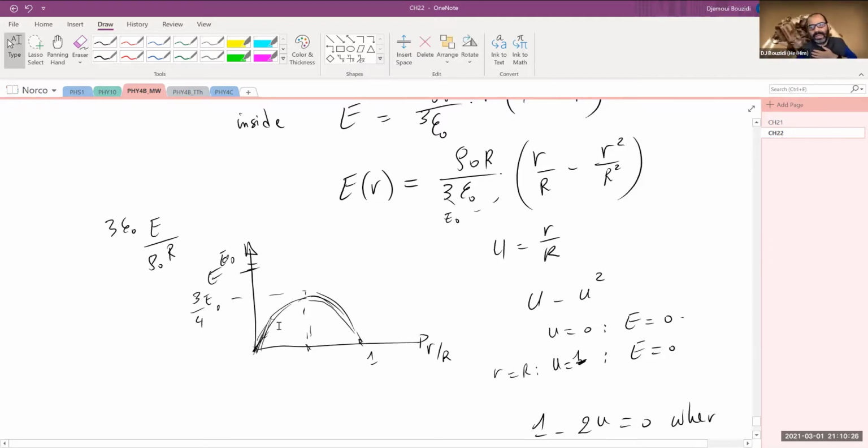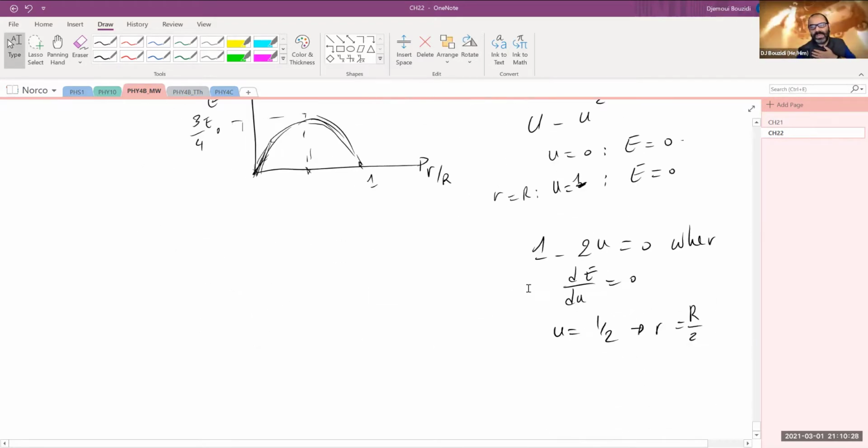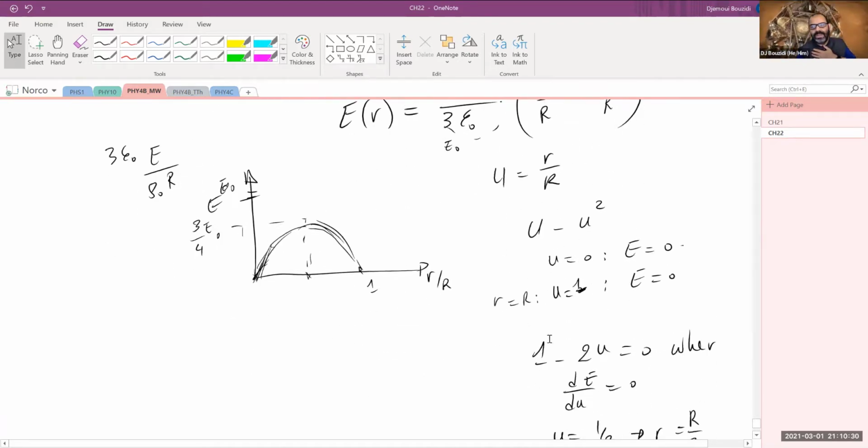As a matter of fact, I can check if it's a maximum or not by taking the second derivative. The second derivative of 1 is 0. The second derivative of minus 2u is just minus 2, and that is a negative value. That is, again, a check that this is actually a maximum. And that is basically how the behavior of the electric field is a function of how far we are.